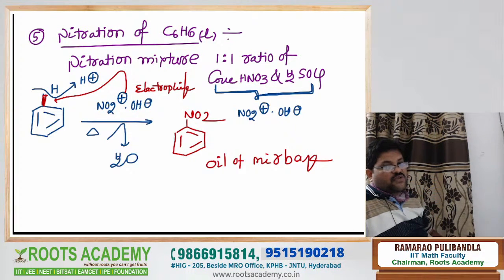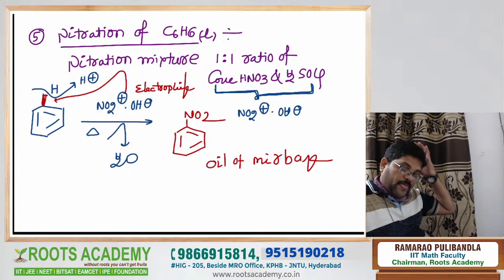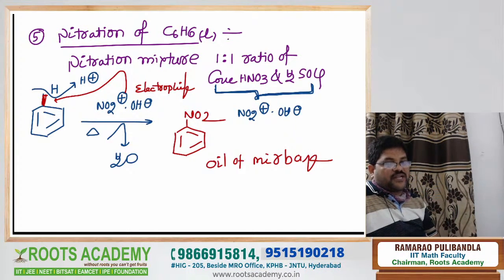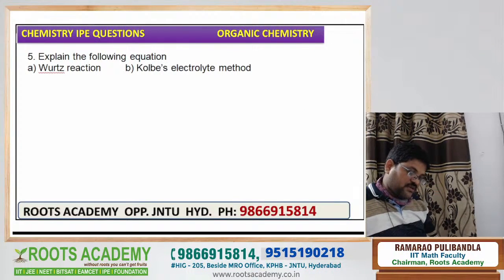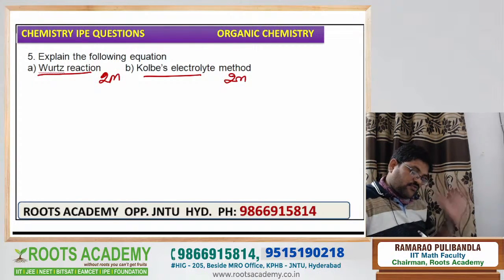Understood? This is one of the beautiful essay questions. Understood what I am saying? Yes. And go to the next question. Explain the following equations. Wurtz reaction is the foremost question, student. This carries 2 marks, and this carries 2 marks. This is the foremost question. First, Wurtz reaction.